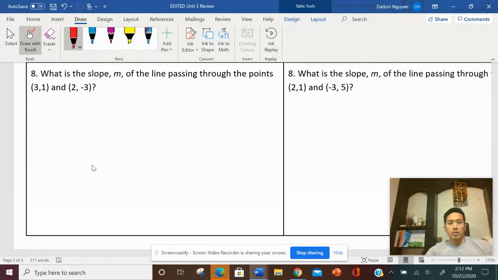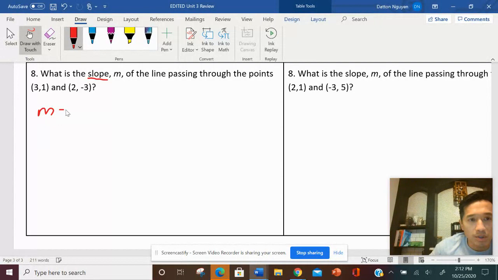Okay, what is the slope m of the line passing through the points? Now remember again, slope is the same thing as saying rate of change. So you're going to see that being stated differently sometimes in problems, but they mean the same thing. When they ask for rate of change, they ask for slope, they're asking for the same thing.